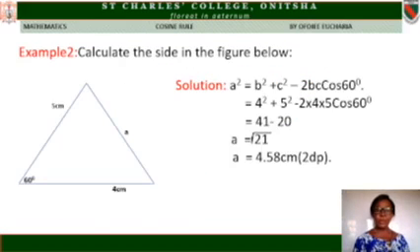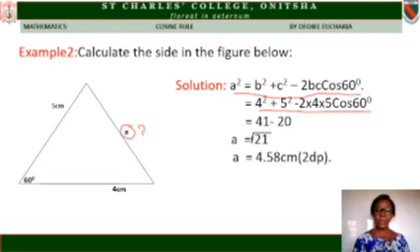In example 2, we are also asked to find the little letter a, as we have seen in the first example. For us to find a, we have a squared equals b squared plus c squared minus 2bc cos 60 degrees. If you put the angle of a, you have 4 squared plus 5 squared minus 2 times 4 times 5 cos 60 degrees.